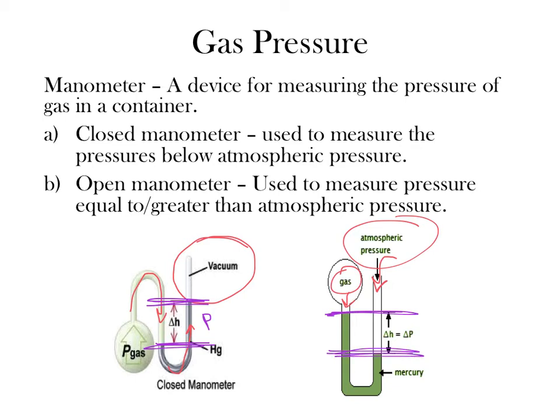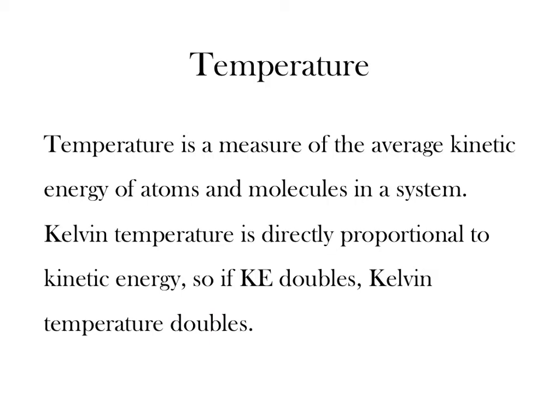So pressure is just force per unit area, how much force you're applying, and how much space. Then we have temperature. Temperature is a measure of the average kinetic energy of atoms and molecules in a system. Hopefully you know that by now. Kelvin temperature is directly proportional to kinetic energy, so if kinetic energy doubles, then Kelvin temperature will double. Not Celsius temperature. Celsius temperature is not directly proportional. They do go the same way. If Kelvin or Celsius temperature increases, kinetic energy will increase, but not on a 1-to-1 ratio.